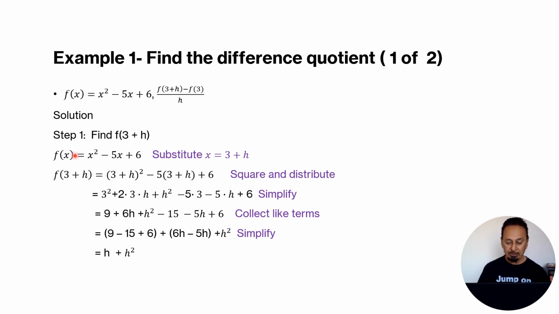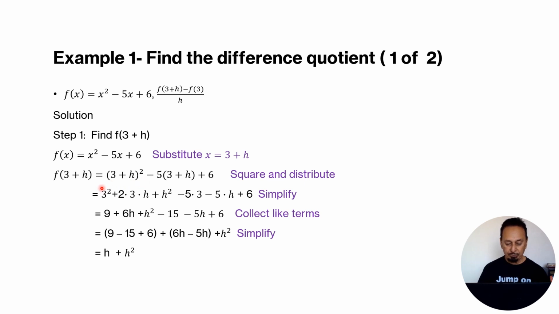Step number 1. First find f of 3 plus h using this function f of x equals x squared minus 5x plus 6. So let's write down f of x equals x squared minus 5x plus 6. But substitute 3 plus h. So f of x becomes f of 3 plus h equals 3 plus h squared minus 5 times 3 plus h plus 6. Now we square the 3 plus h.